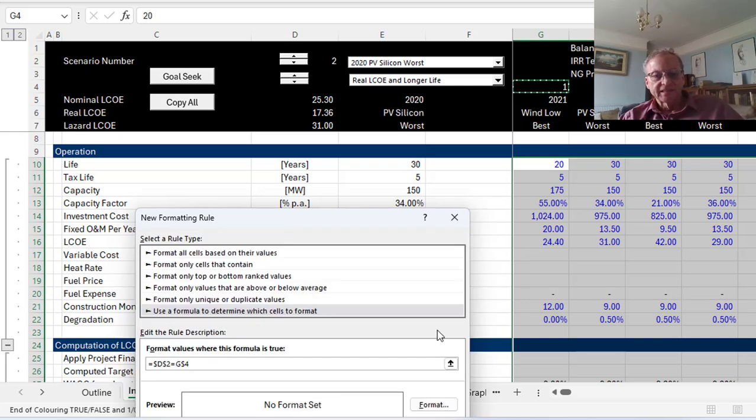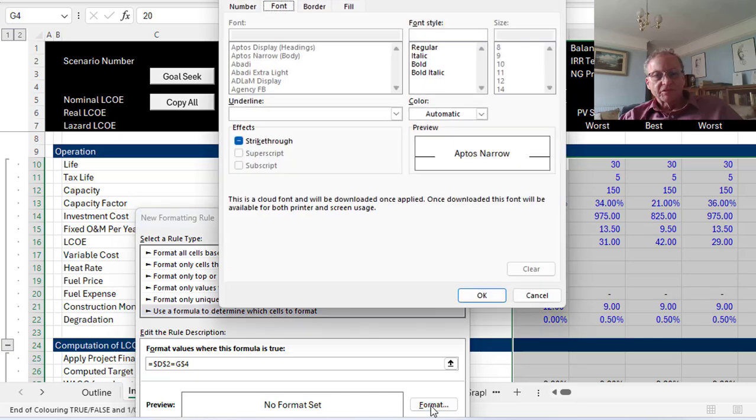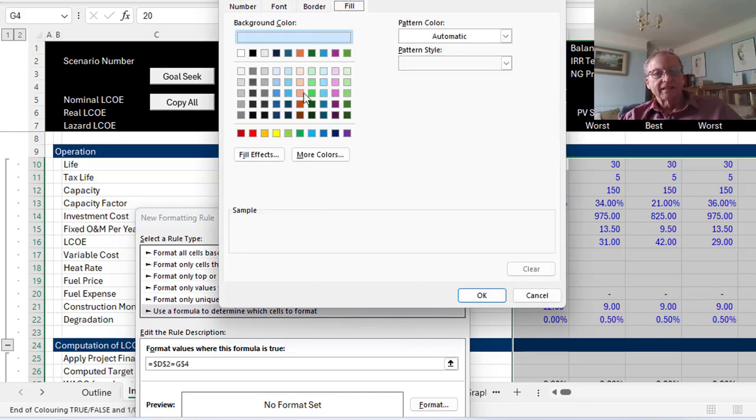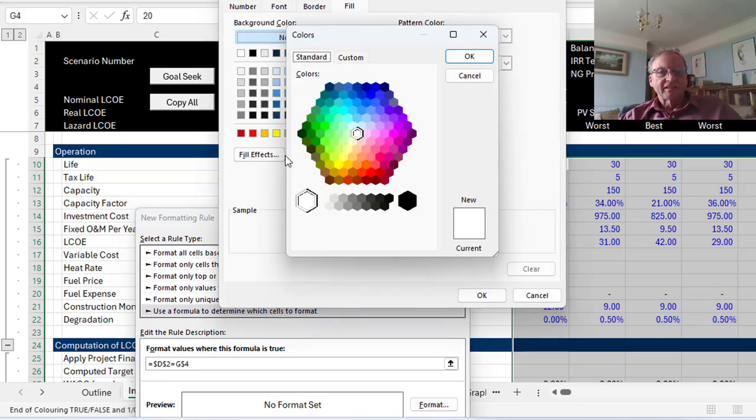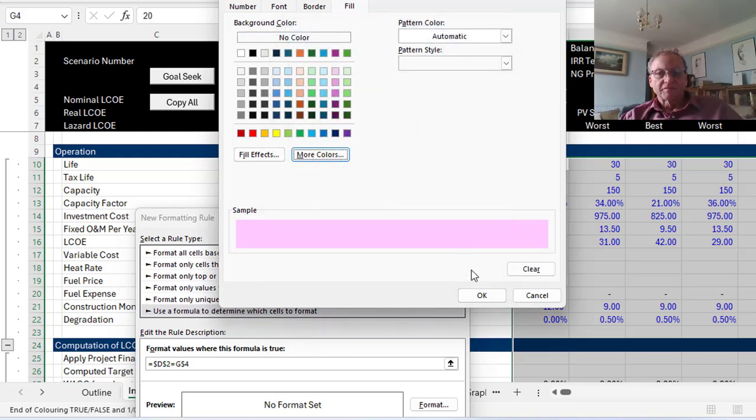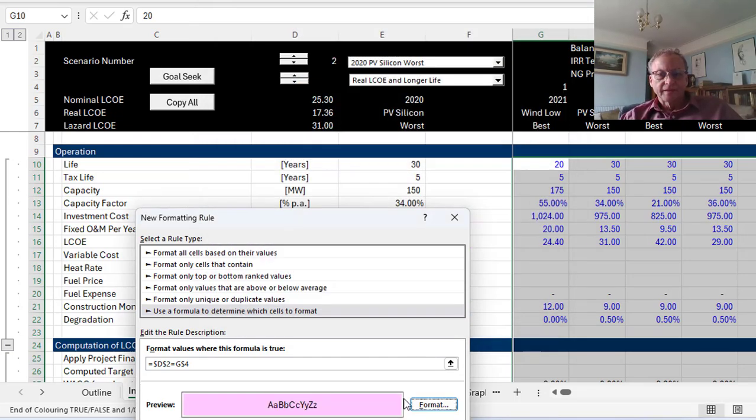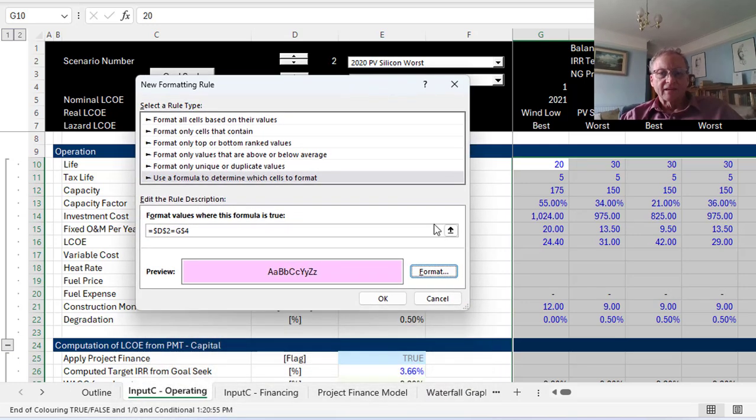So you do this, and you do the most important part, which is selecting a nice color, and you try to, I'd say, a light kind of color. How about this one? And then let's just put that in. Okay, and that's how we do it.